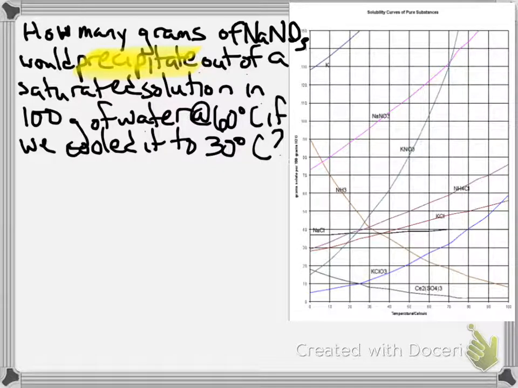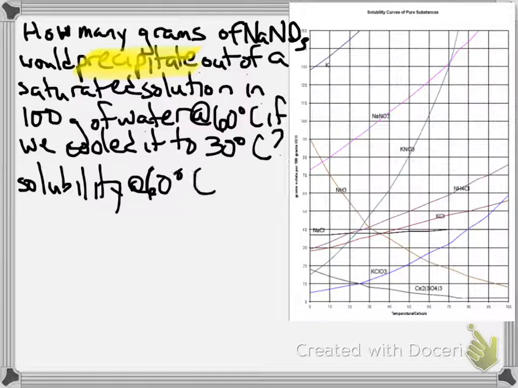So, the saturated part of this, the concept of a saturated solution, is something that you've already seen in your web quest, or your scavenger hunt rather. And a saturated solution is one that contains an amount of solute equal to the solubility at that temperature. So the first thing we're going to want to do is to figure out the solubility at 60 degrees Celsius.